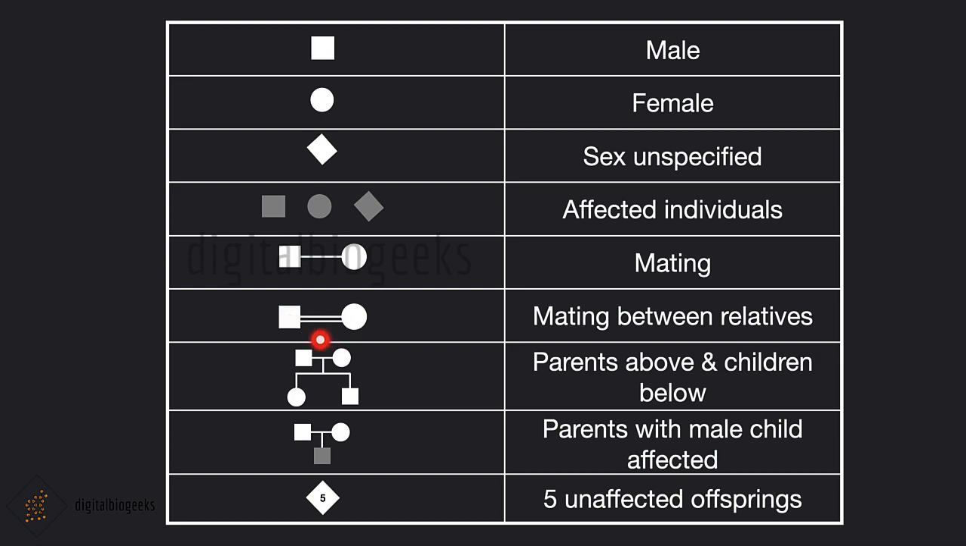If there are two lines connecting male and female, that means the mating happened between two closely related individuals or cousins. Here the parents are shown above and they have two children, one girl and one boy. Here the parents are unaffected, but they have a male child who is affected with the disease. This one shows the number of individuals unaffected.